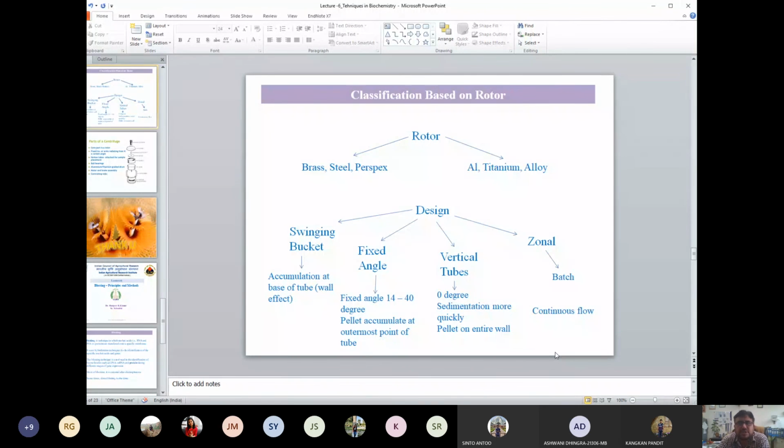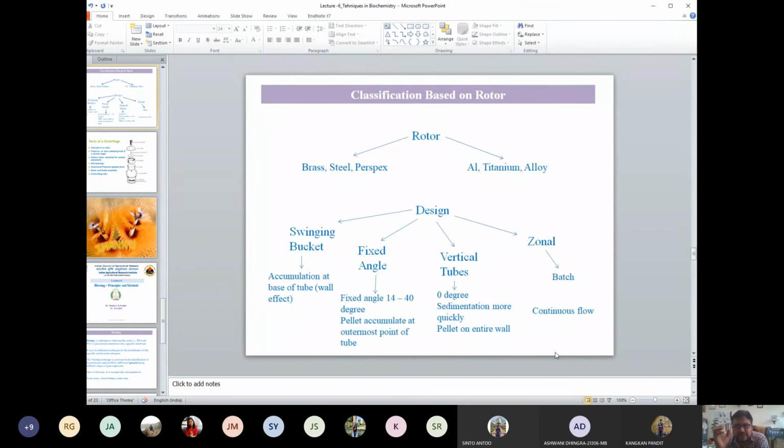One classification is based on the material used to make the rotor, and it has been classified into two different types. One is made up of brass or steel or perspex glass. These types of rotors have very high tensile strength, but they are heavy and the durability is not much. Whereas we have another classification where you use aluminum or titanium or alloy based rotors, which have very high durability, high tensile strength, and lighter weight, but the cost is high, and nowadays it is the preferred one.